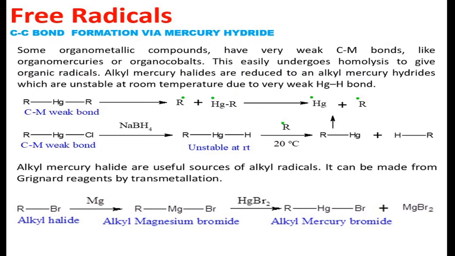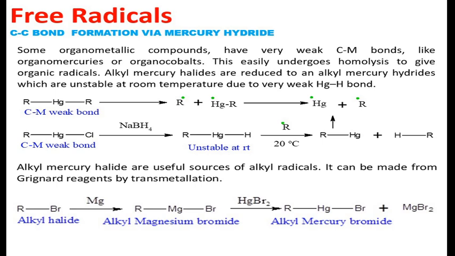But mercury hydride can also be used, though remember that tri-n-butyl tin hydride is preferred more than mercury hydride. Remember that the most preferred reagent is tributyl tin hydride. Tributyl tin hydride and tri-n-butyl tin hydride are both the same. Now see this carbon-carbon bond formation via mercury hydride.